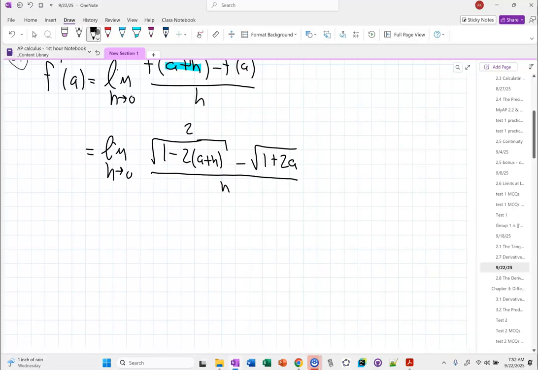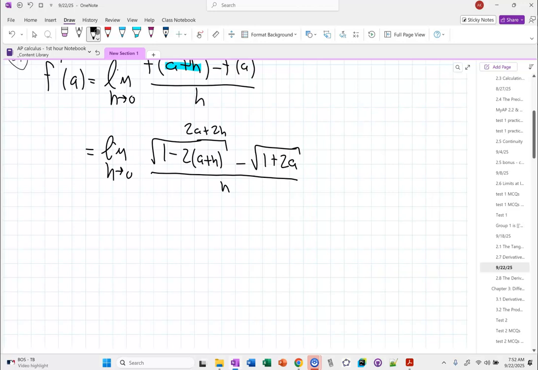I can simplify this out. I'm just distributing the 2 through. But if I look at this, there's no way for me to combine the like terms here. Eventually, I need to get it so there's only h's left, right? So if I tried plugging this 0 in for h right now, I'm just going to get 0 over 0, which we know is indeterminate.